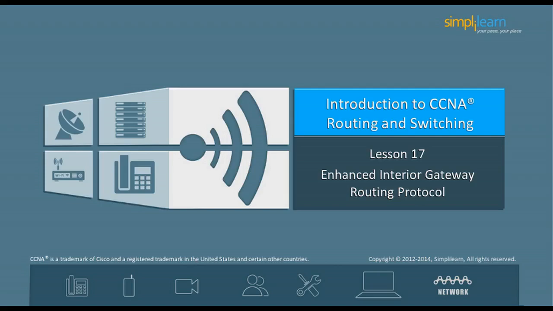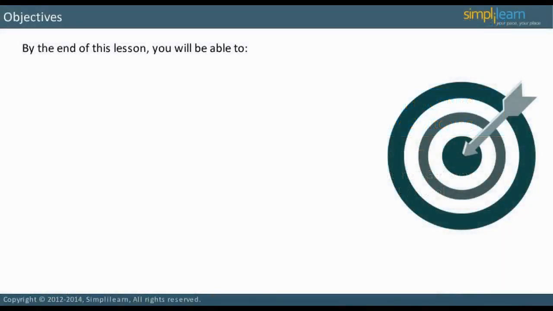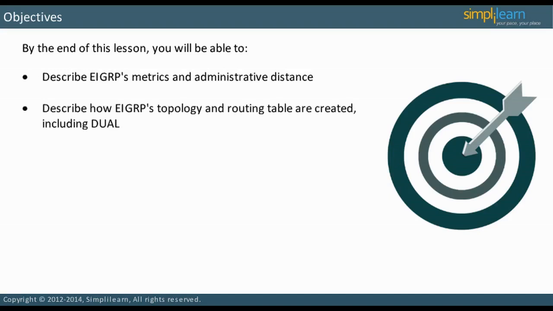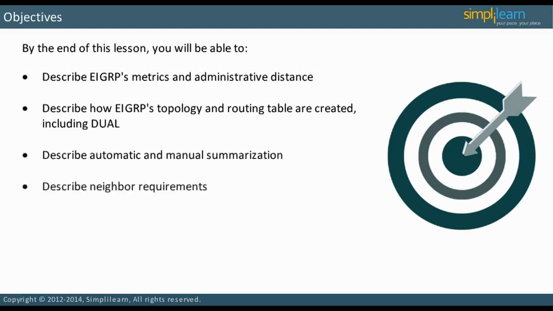Let us begin with the objectives of this lesson. By the end of this lesson, you will be able to describe EIGRP's metrics and administrative distance, describe how EIGRP's topology and routing table are created, including DUAL. Describe automatic and manual summarization. Describe neighbor requirements. Configure EIGRP for IPv6.